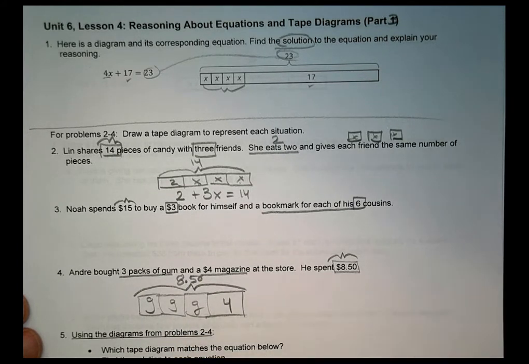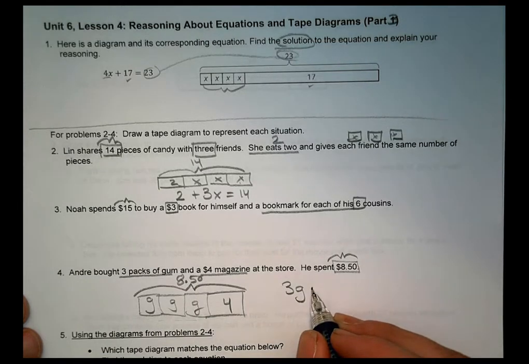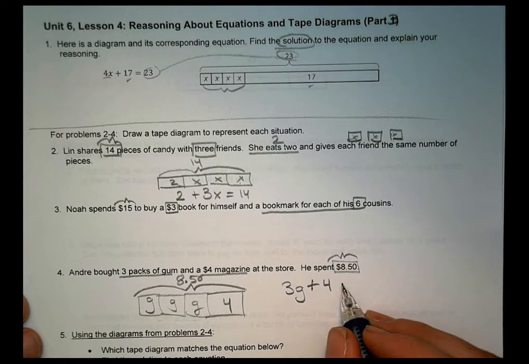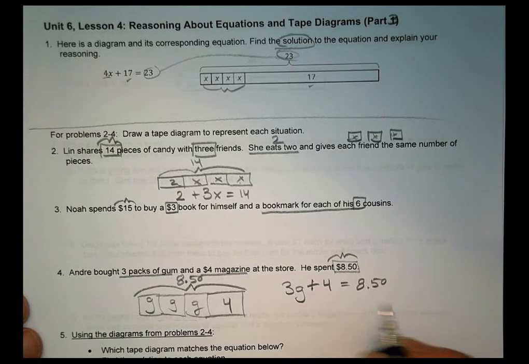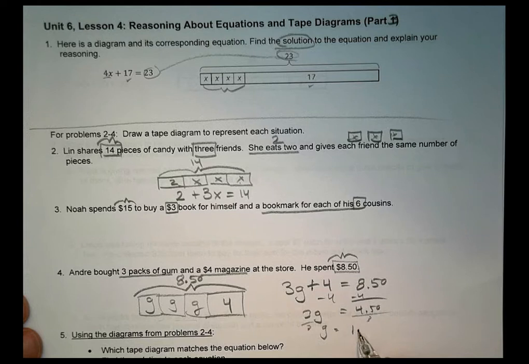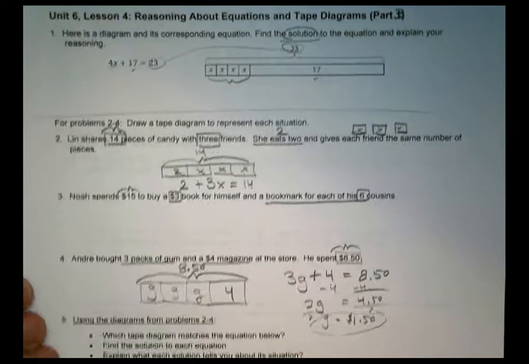$8.50. As an equation again, what would I say? This is 3 groups of G, 3 groups of gum, plus the $4 magazine, equals $8.50, and then I could solve that if I chose to. Subtract 4, you're at $4.50 equals 3G, divide everything by 3, and so the gum equals what? Well, $1.50 is how much a pack of gum costs. Alright, so if your pack of gum costs $1.50, you may be spending too much on gum.